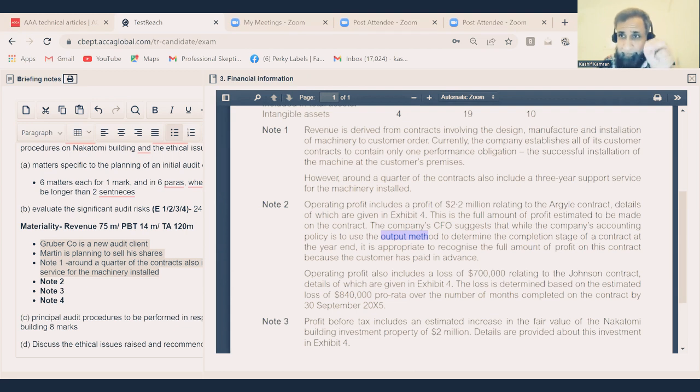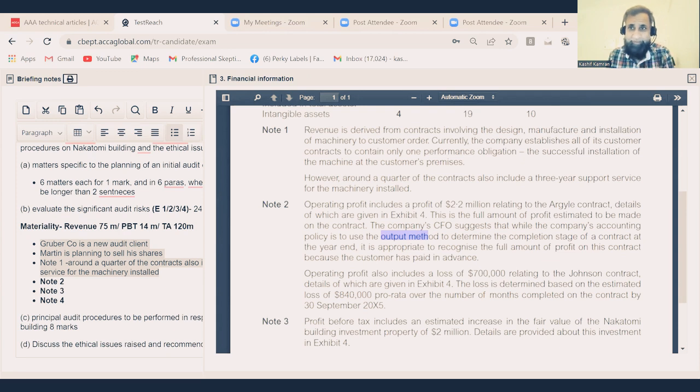Have they included the profit wrongly? No. Have they determined the profit wrongly? They have recorded the full profit. Should they record the full profit, or should they record the profit by virtue of the stage of completion? Tell me, I'm waiting for your answers. Yes or no? What is the output method under IFRS 15?